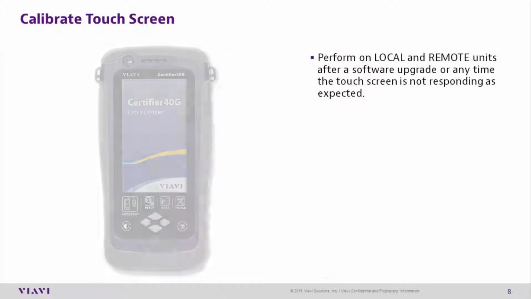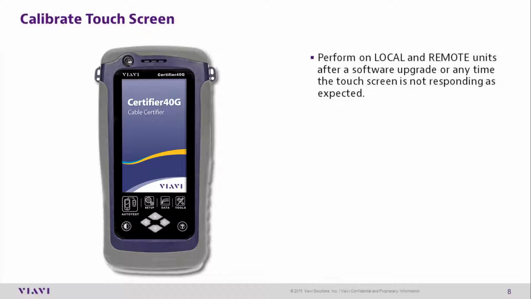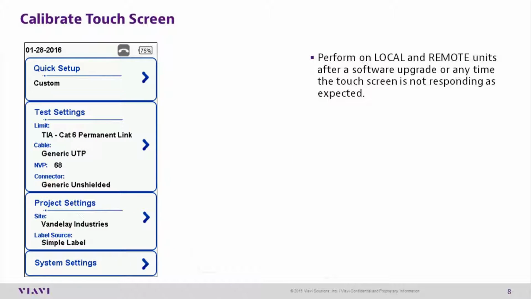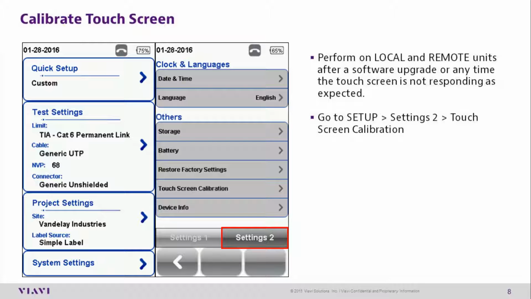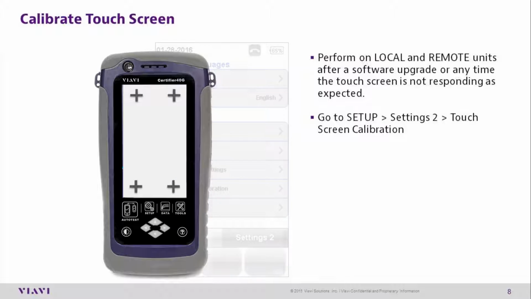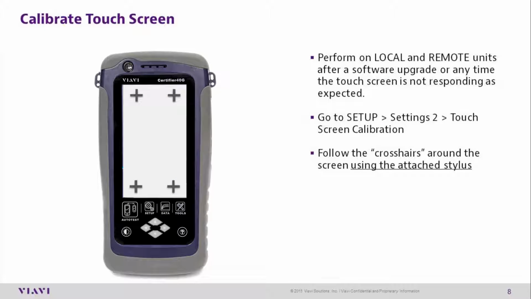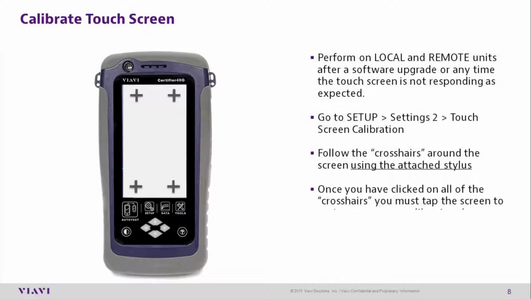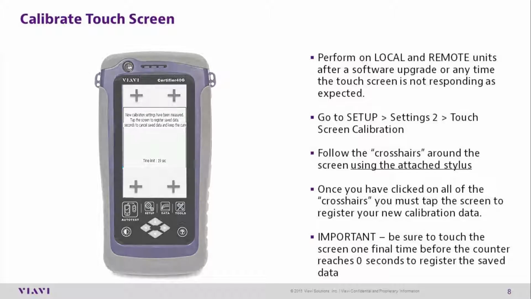Calibrating the touchscreen. Perform a calibration every time you upgrade the firmware. Push the Setup hard key. Go to System Settings, Settings 2, Touchscreen Calibration. Follow the crosshairs around the screen using the attached stylus. Once you've clicked on all of the crosshairs, you must tap the screen to register the new calibration. Touch the screen one final time before the counter reaches 0 seconds in order to save the new calibration.